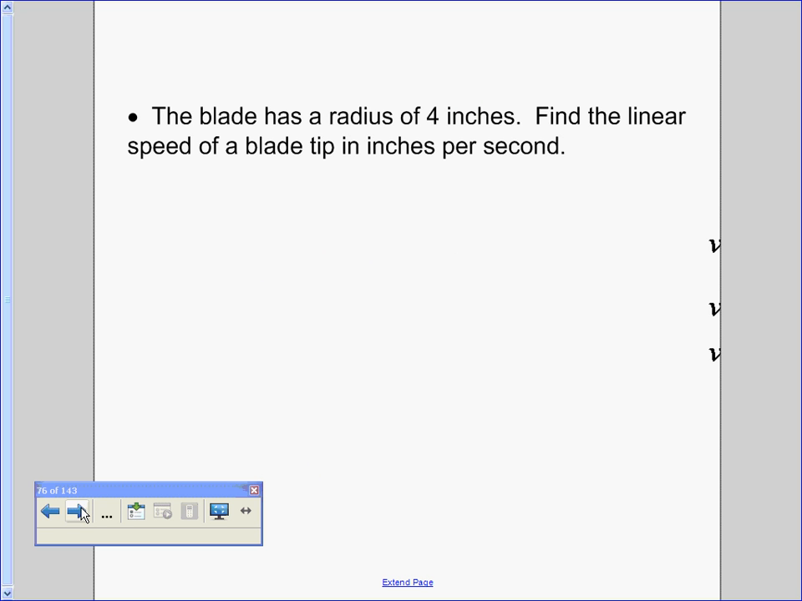All right, now we're working with that same problem, and we are being told that the blade has a radius of 4 inches, and we want to find the linear speed of the blade in inches per second. Okay, so let's think back to our linear speed. It's going to be our arc length divided by our amount of time. Okay, and so what is our arc length going to be?